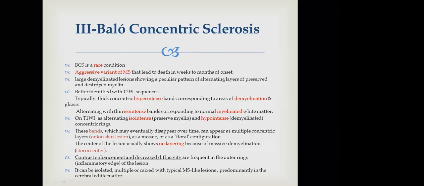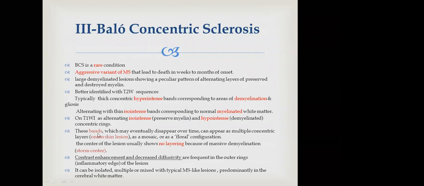of the onset. Large demyelinated lesions show a peculiar pattern of alternating layers of preserved and destroyed myelin. Better identified on T2, typically thick concentric hyperintense bands corresponding to the demyelination classes, alternating with thin iso-intense bands corresponding to the normal myelinated white matter. On T1 weighted image, iso-intense represents the myelinated layer, while hypo-intense represents the demyelinated concentric ring.